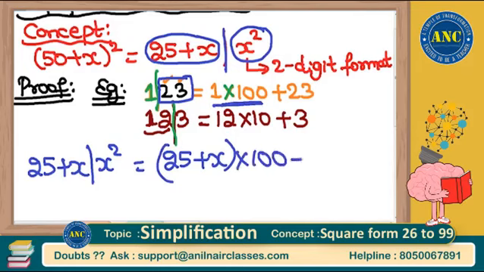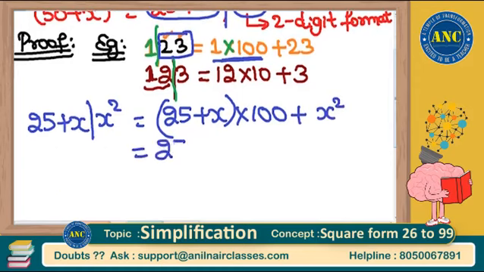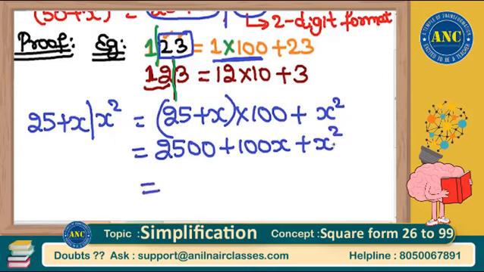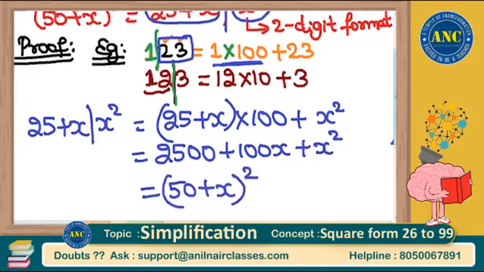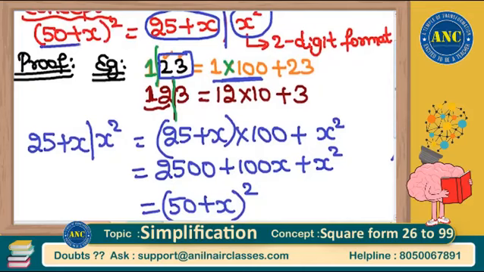25 plus x into 100 plus x square. If I expand this bracket, 25 into 100 is 2500 plus 100x plus 100x plus x square. X square plus 100x plus 2500 is nothing but equal to 50 plus x whole square. That is what I actually wrote here also. 50 plus x whole square is nothing but 25 plus x slash x square.